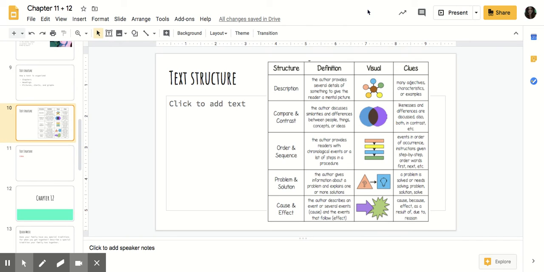Make sure that your responses are in complete sentences, and you can even go back to some of our previous screencasts and use sentence frames to help make sure that you're answering at a 5th or 6th grade level.